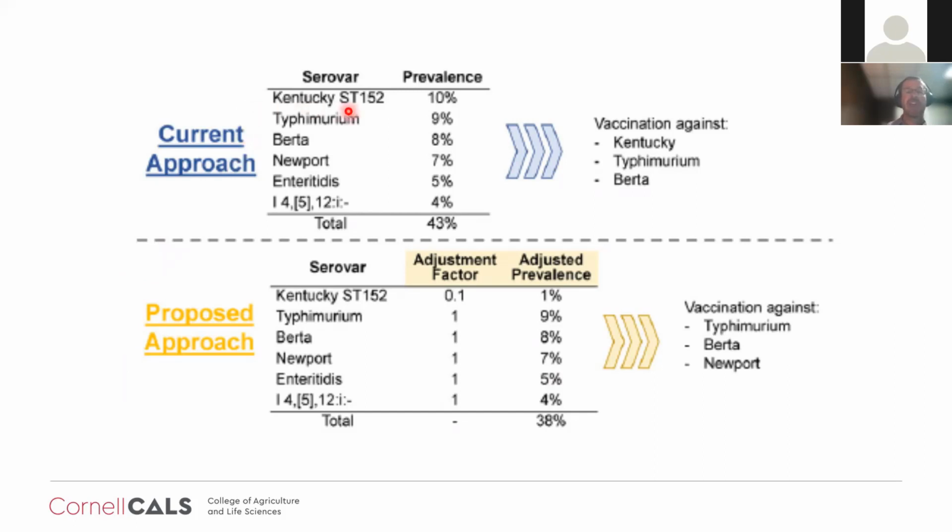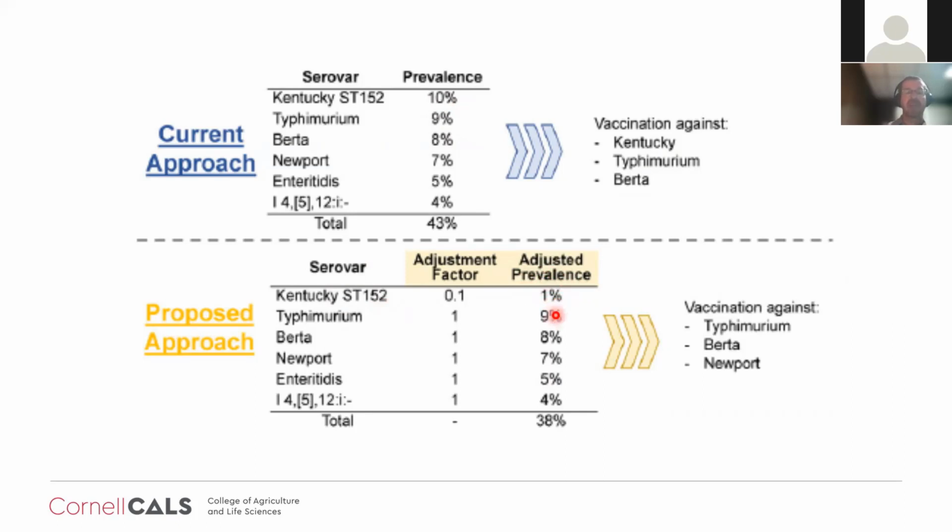How would that work? If you take a hypothetical poultry flock right now, where you may have different serovars at a different prevalence, typically Kentucky will be the most common, then Typhimurium, then Berta, then Newport, then Enteritidis. If I simply want to get the numbers down, and I can only vaccinate against 3, I will probably vaccinate against the top 3: Kentucky, Typhimurium, and Berta. If we were to say we have evidence that Kentucky is unlikely to cause human disease, therefore we introduce an adjustment factor to underweight this by, let's say, a factor of 1/10, saying even though it's 10%, for public health adjusted relevance, it's only 1%.